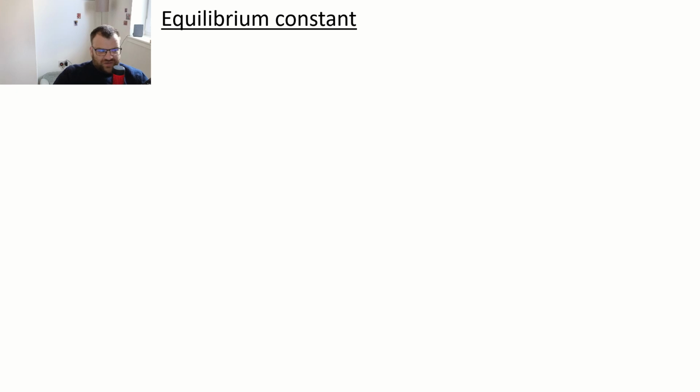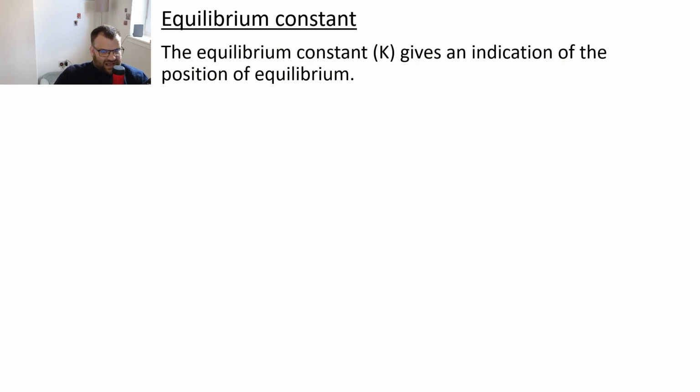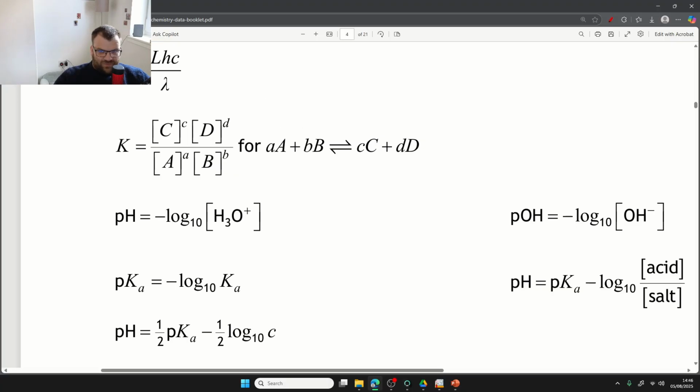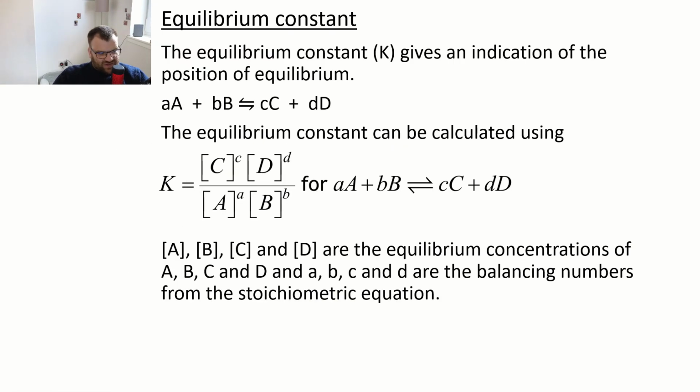Into the Advanced Higher content, we will be dealing with an equilibrium constant, capital K. This gives an indication if we favour the forward reaction or the reverse reaction. If we have the equation for a reversible reaction, the equilibrium constant can be calculated using this. It is found in the data booklet on page number 4. The squared brackets are the concentrations of the different chemicals. The other letters are from the balancing numbers in the equation.